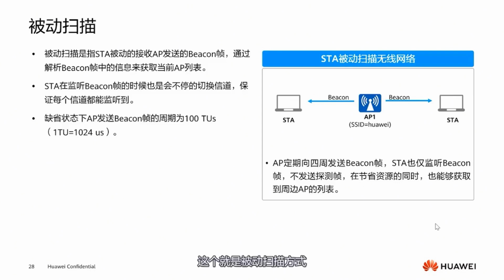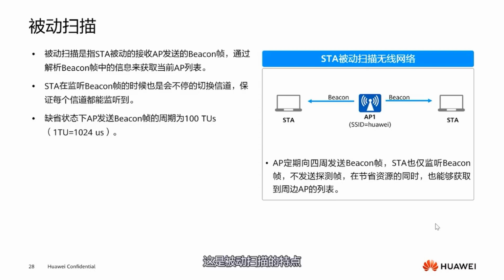Passive scanning has a characteristic: it only listens to beacon frames and does not send probe requests, so it might take a bit longer to get the AP list. Unlike active scanning, which is faster, it takes a few more seconds. This is a feature of passive scanning.